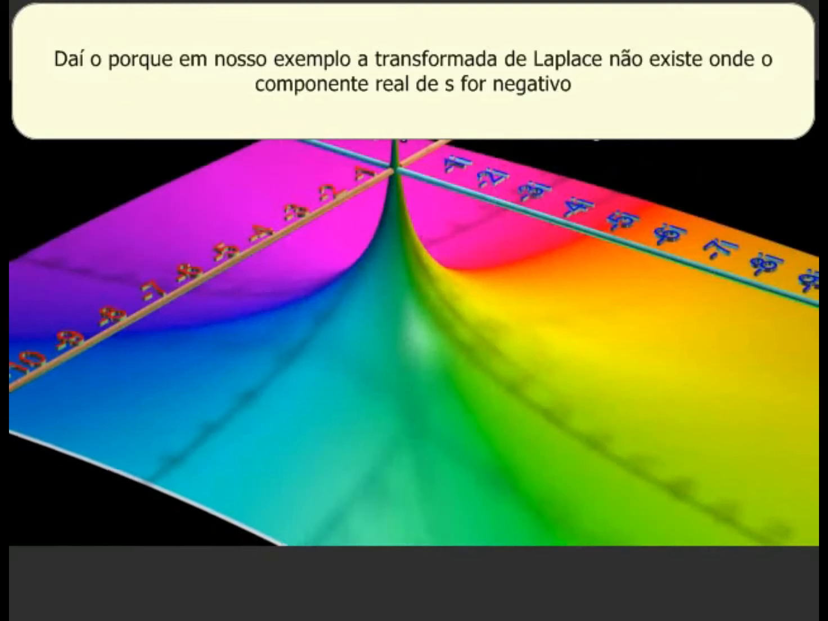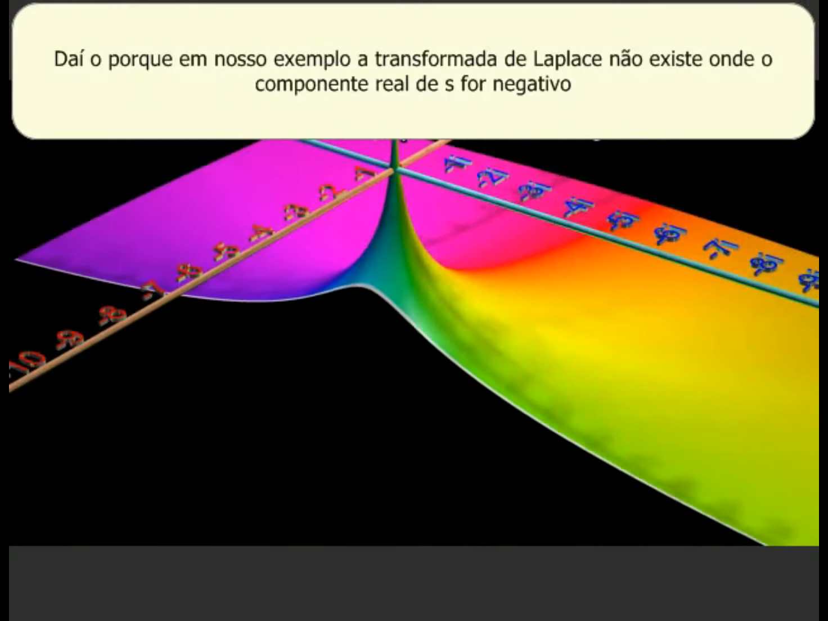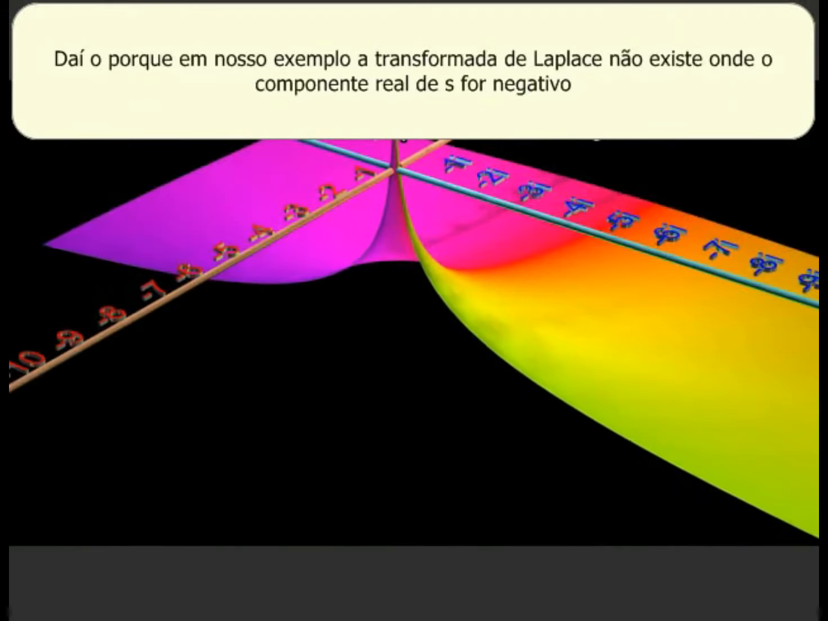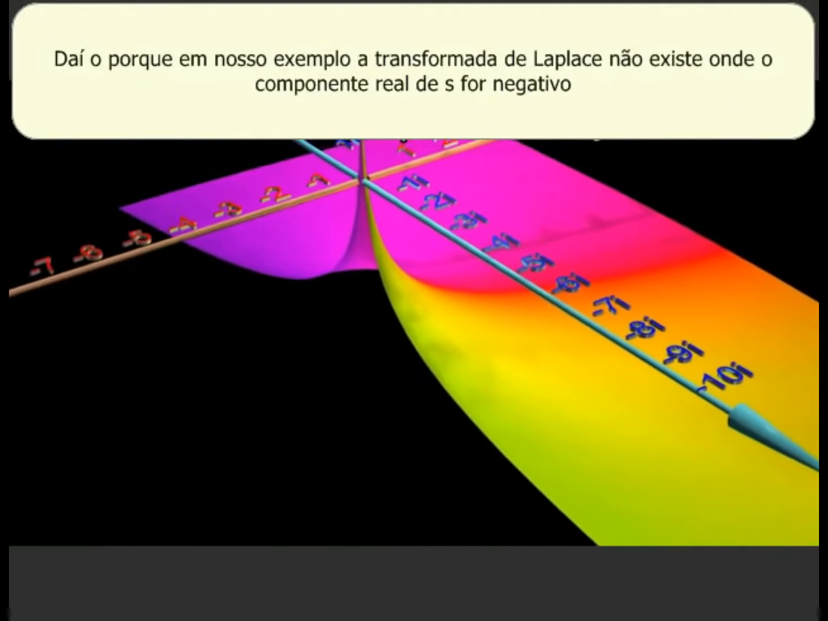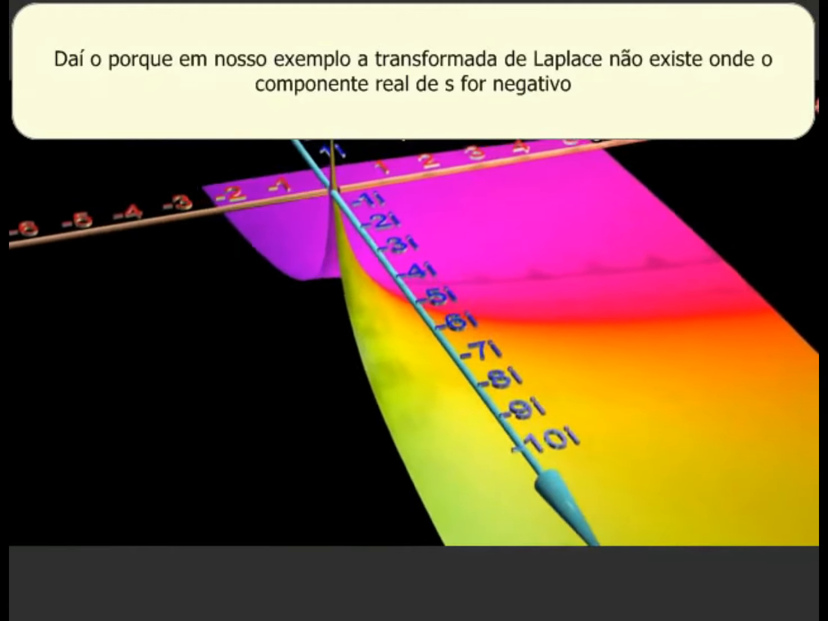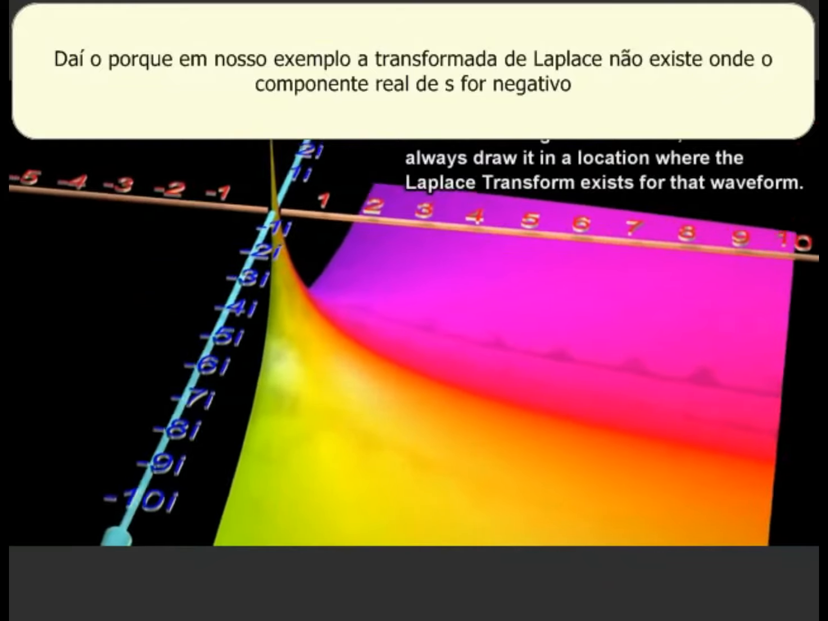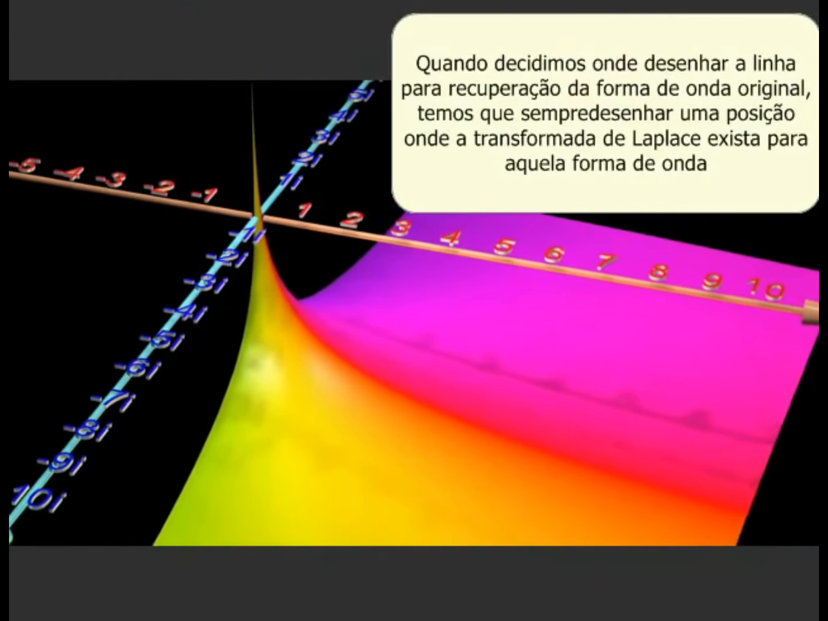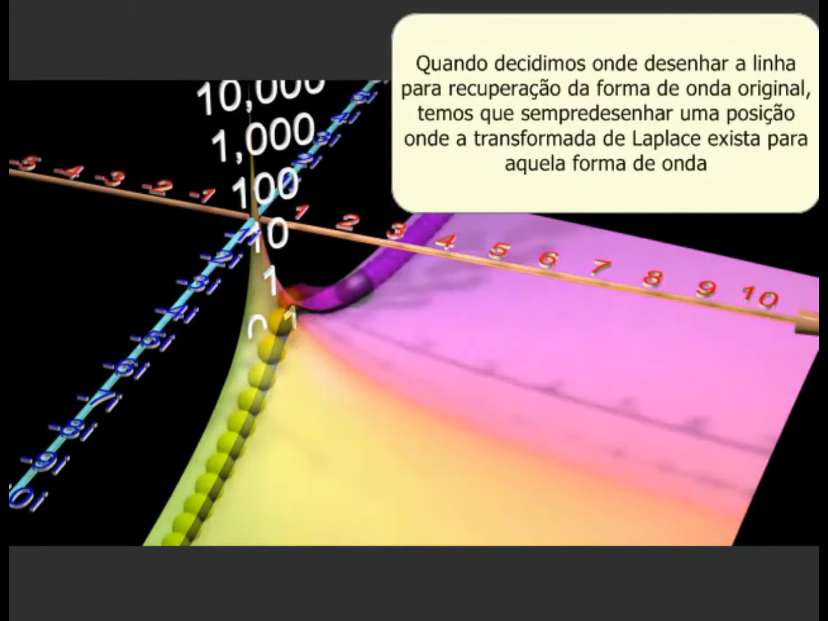This is why in our example, the Laplace transform did not exist where the real component of s was negative. When deciding where to draw our line to recover our original waveform, we need to always draw it in a location where the Laplace transform exists for that waveform.